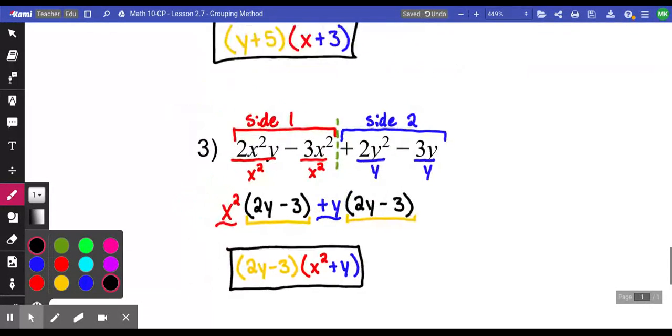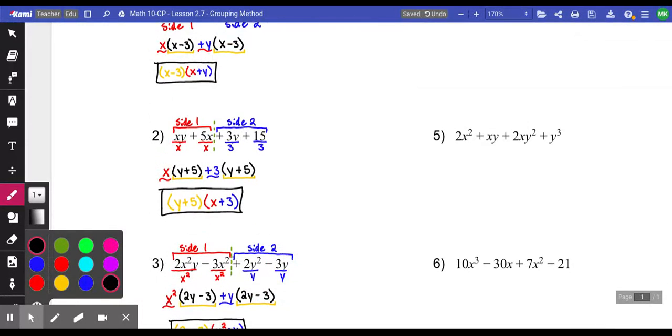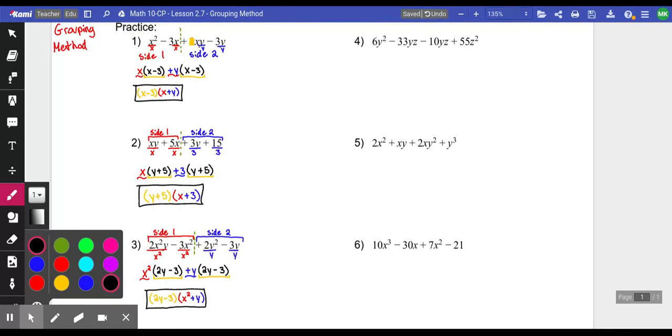Awesome. There's 3 examples right there on how to do these grouping method problems. I want you to pause the video and try the 3 on the right hand side. Okay, and just try your absolute best. Number 4 is definitely the trickiest one. So give it a shot and then unpause, see if you got it right. Pause, try number 5. Unpause, see if you got it right. Pause, do number 6. Unpause, see if you got number 6 right.